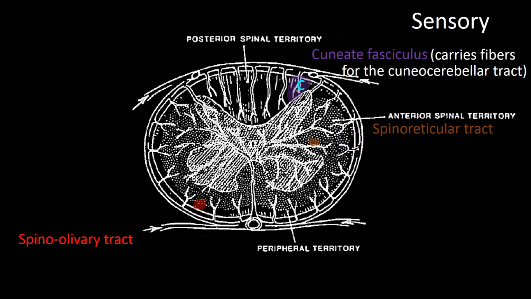So, at least theoretically, only 3 tracts may contribute to P13-14. Those tracts are the cuneatus fascicle, the spinothalamic tract, and the spinoreticular tract. The cuneatus fascicle carries conscious proprioception and epicritic sensation to the cuneatus nucleus. And it also carries unconscious proprioception to the accessory cuneatus nucleus. The spino-olivary tract carries unconscious proprioception to the inferior olivary nucleus.